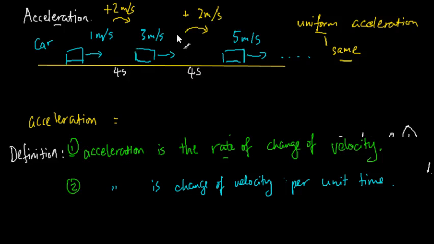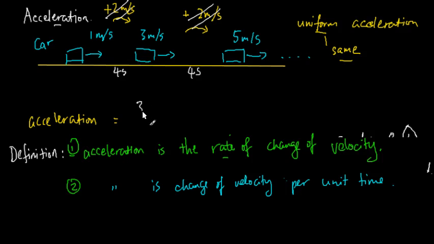So now let me just say that I don't actually know that it is increased by 2 meters per second. I have to work that out. So how would I work that out? Right, say in this first 4 seconds, I would take the final velocity, and I would minus the initial velocity. So that gives me the 2. That gives me the change of velocity.